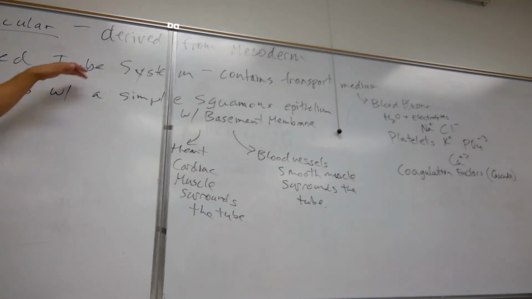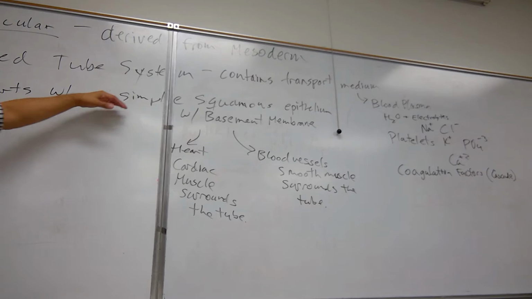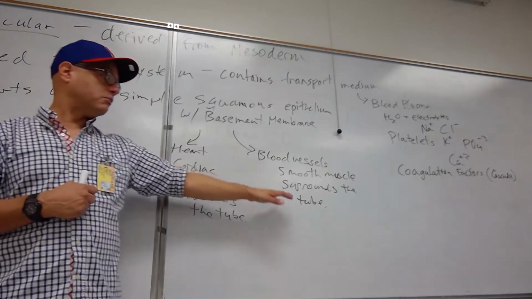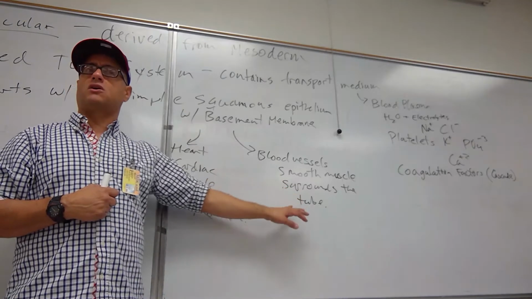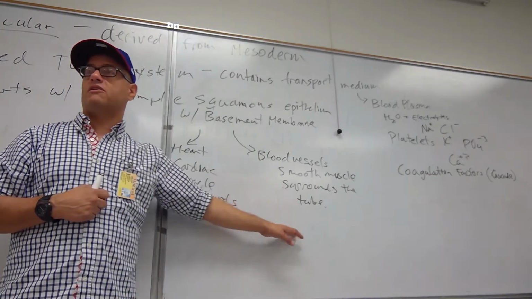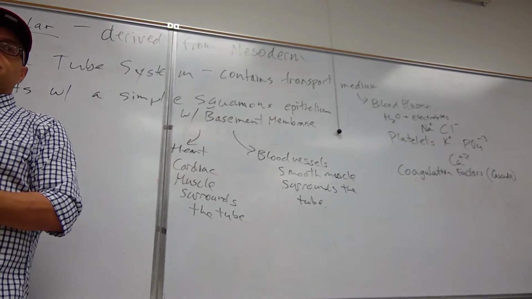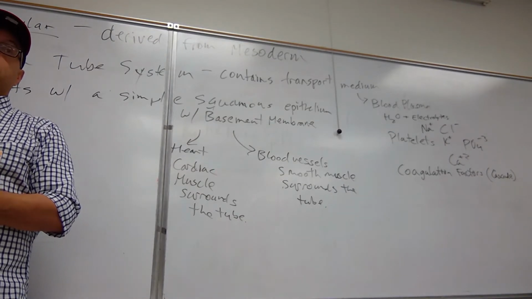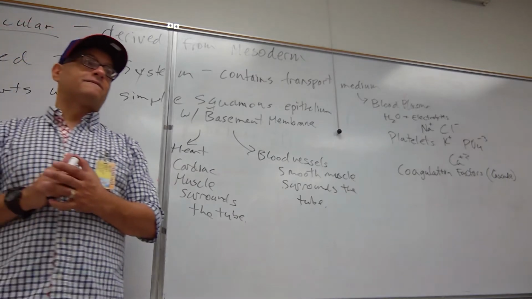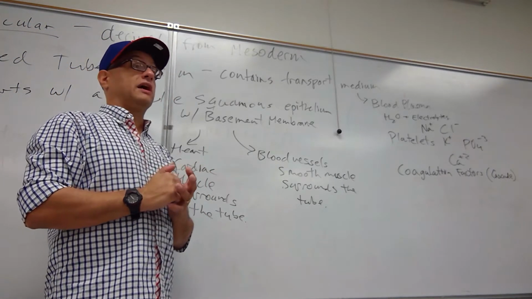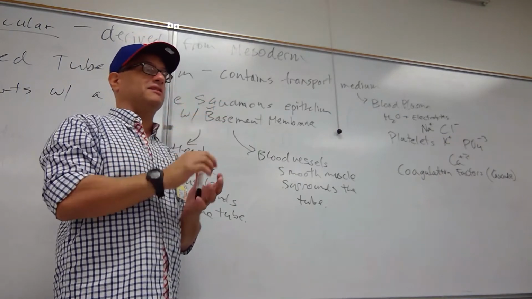closed tube system with what? Lined with simple squamous epithelium and a basement membrane. Then as we got more complex, we developed blood vessels. Well, what's the difference between an artery and a vein? Anybody know? Arteries carry oxygenated blood. Good. And the veins carry blood that needs to be oxygenated. That's correct, if you're talking about systemically.